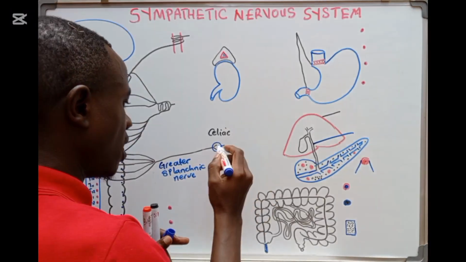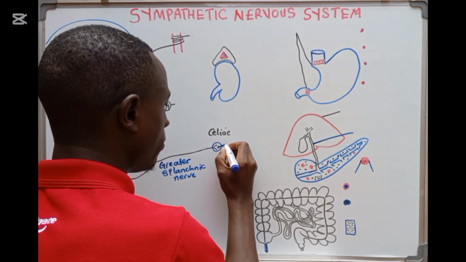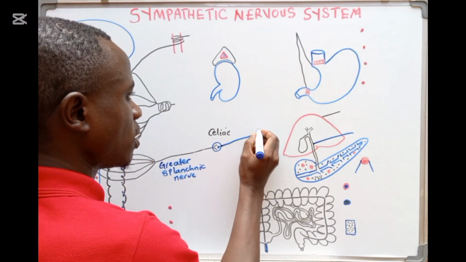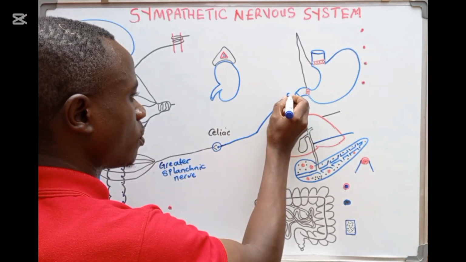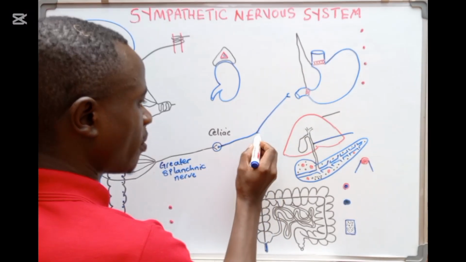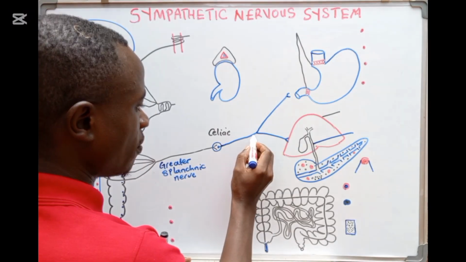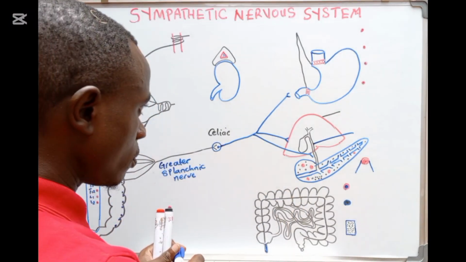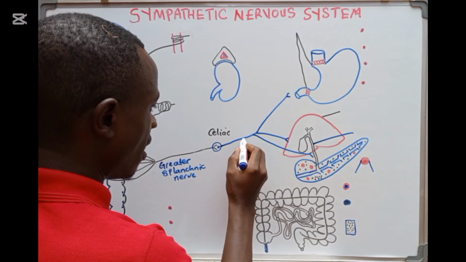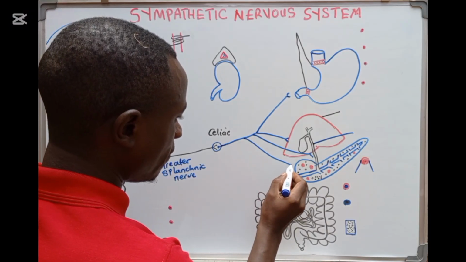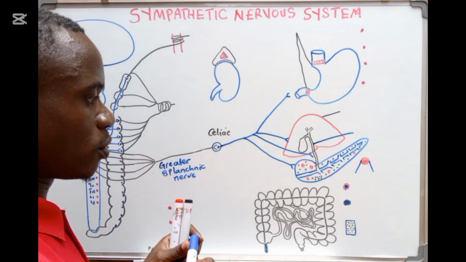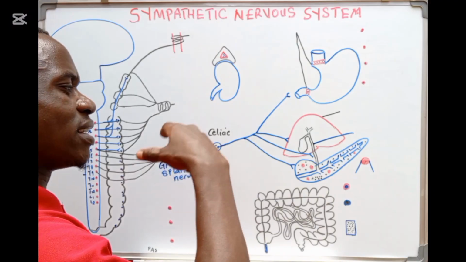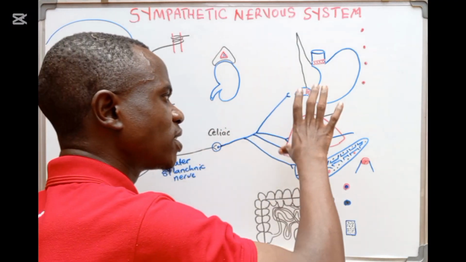So now the postganglionic motor fibers come, and some of them are going to innervate the stomach. Some of them will innervate the biliary system. We shall also have those that are going to innervate the pancreas.